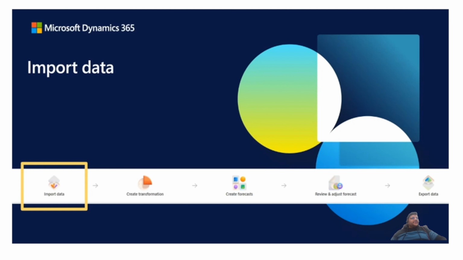The demand planning application, as shown in this slide, consists of 5 easy steps. In the first step, we will import data into the demand planning application. Then we will transform that data. In the third step, we will create the forecast. In the fourth step, we will review and adjust the forecast. And finally, we will export the data into D365 or any other application for supply planning.